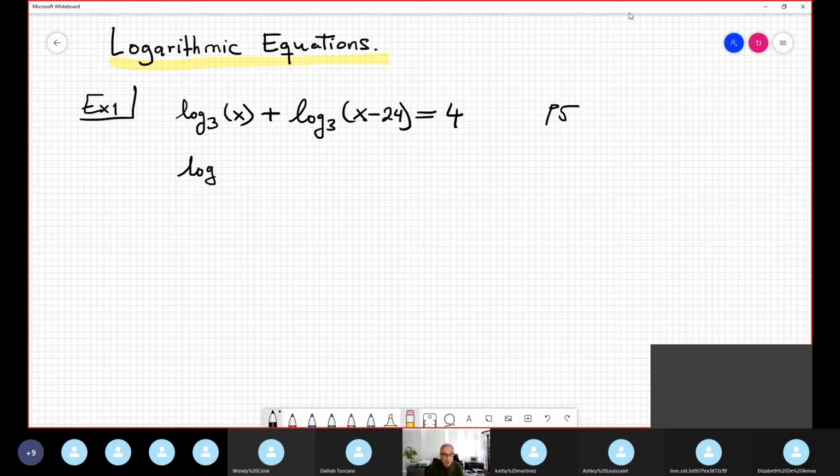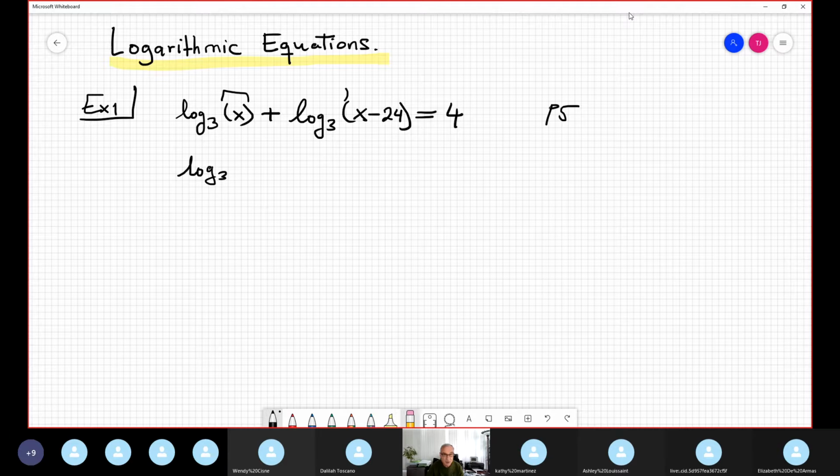You put only one log of the multiplication, this expression times this expression. You copy x times x minus 24. Don't forget to enclose it in parentheses or brackets because this is the argument of the logarithmic function, equal 4. Okay, so the first step always is condensing. Apply property number 1, in this case 5, because the subtraction here is property 6.